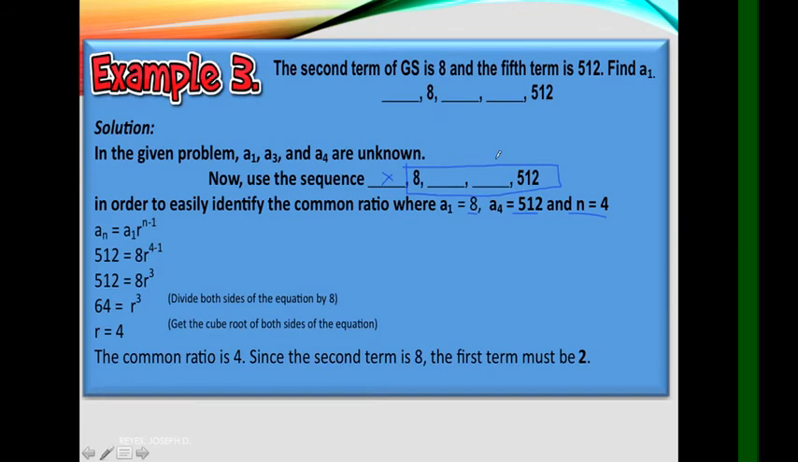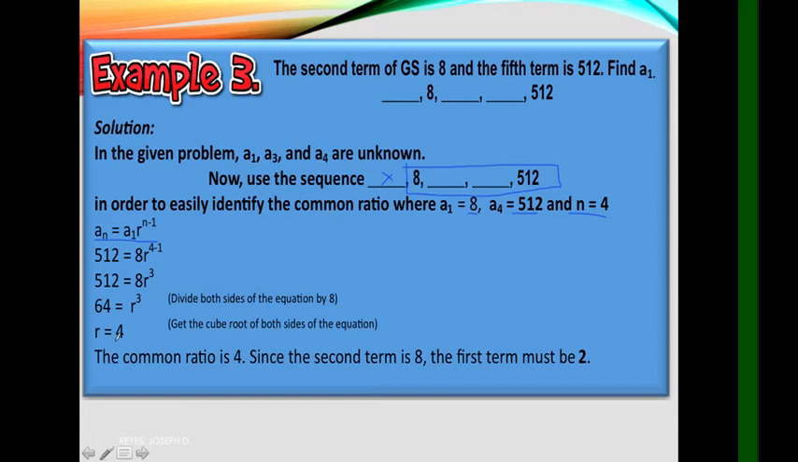1, 2, 3, and 4. So, we have the n term. We will just substitute the given to the formula of the geometric sequence. So, we have 512 as our a sub n, or a sub 4 equals 8 r raised to 4 minus 1, and we have 3. Divide both sides by 8, so we will get 64 equals r cubed. Then get the cube root, and you will get 4.